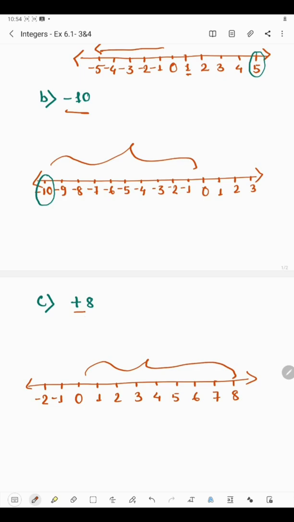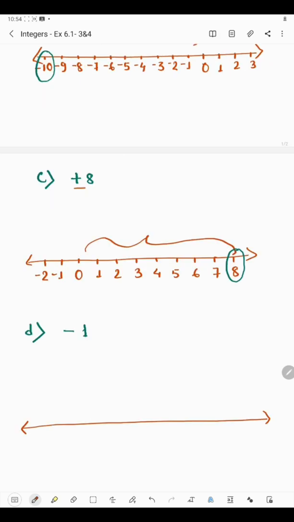So where is +8 on the number line? It is on the right side of 0. Here it is, right? Now coming to the next part. Now in the next part we have -1. As it is a negative integer, we will show the left side of 0. Suppose 0 is here, okay? And the left side of 0 is all negative.